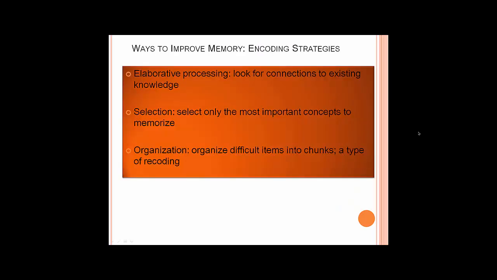How are ways that we can improve our memory? In other words, encoding strategies. And one way, and we've talked about this, is through elaborative processing. Look for connections to existing knowledge. Select only the most important concepts to memorize, and organize difficult items into chunks. Remember chunks now. And this is an excellent form of recoding.